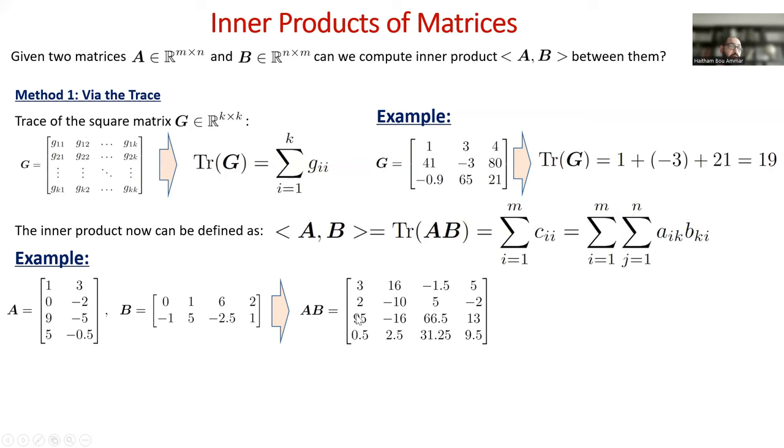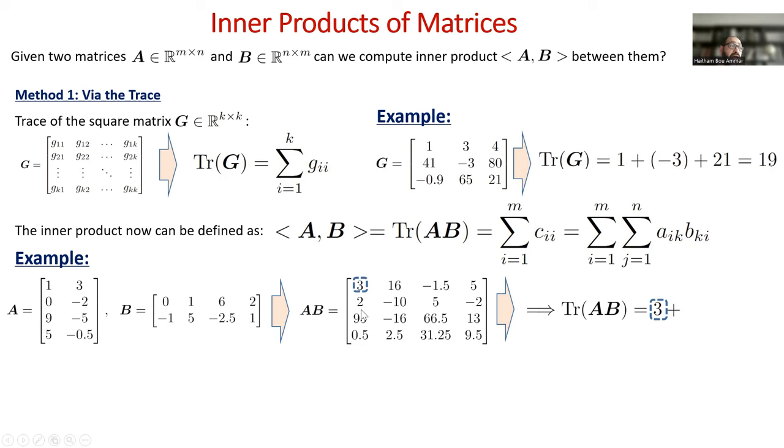1, 2, 3, 4, 1, 2, 3, 4. And then we get every component here as the inner product of the ith row of the first matrix by the jth column, right? So for this value here, you will get 1, 3 transpose by 0 minus 1. Then this term here will be 1, 3. So the first row by the second column, the inner product, and so on.